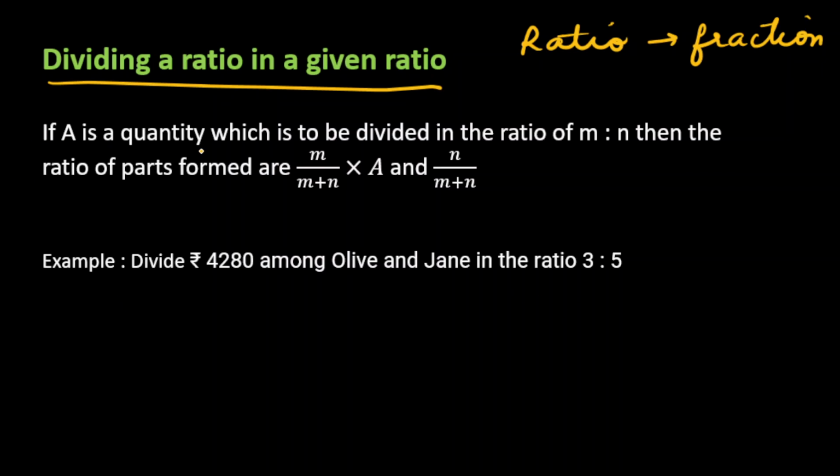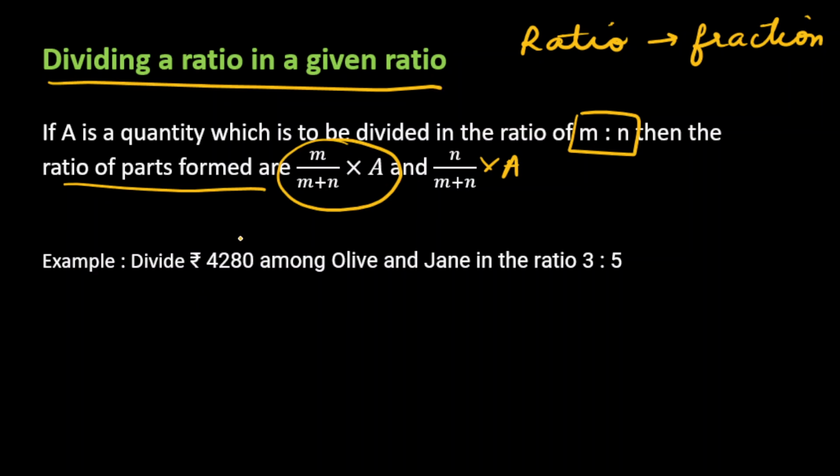If A is a quantity which is to be divided in the ratio of m is to n, then the ratio of parts formed is m by m plus n into A, and n by m plus n, this also into A. So this you can remember as a formula, and now we will understand this language with the help of an example.